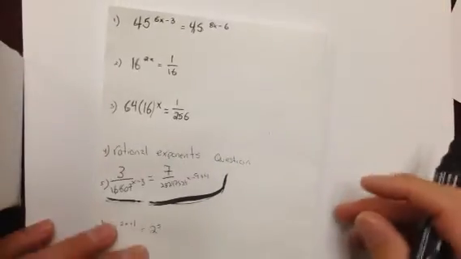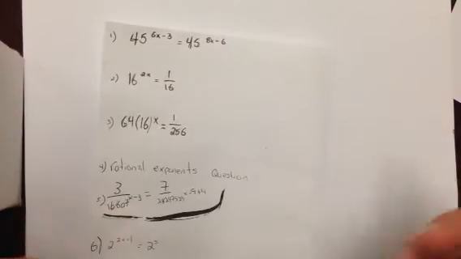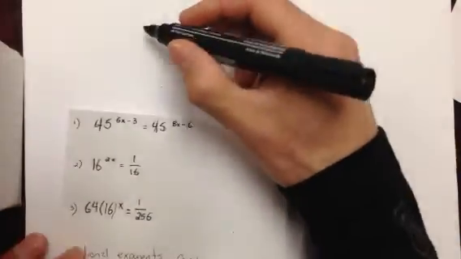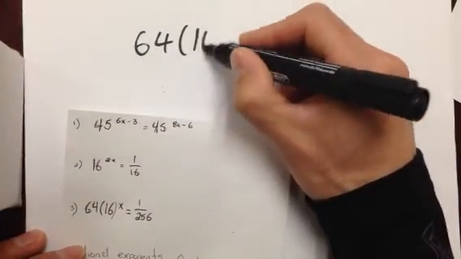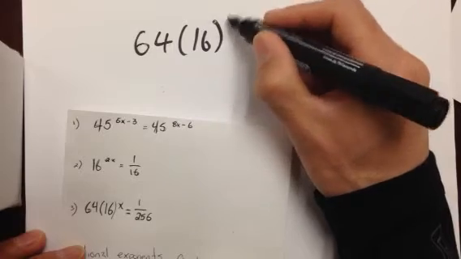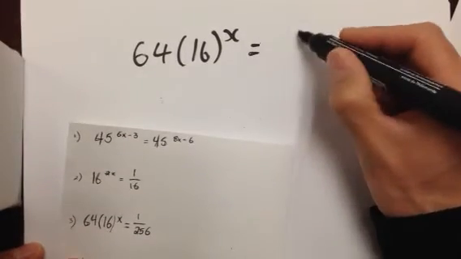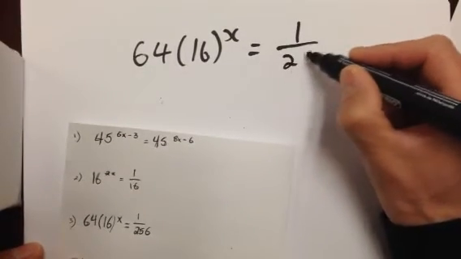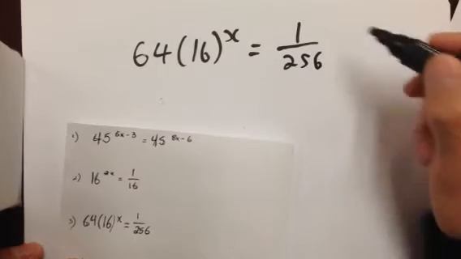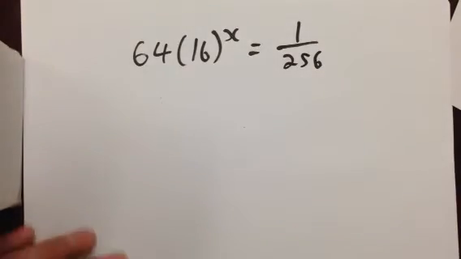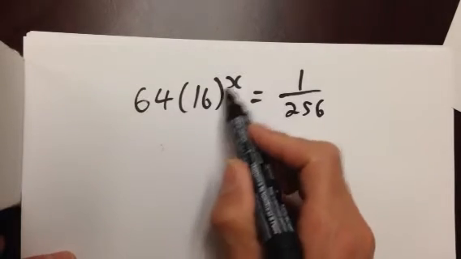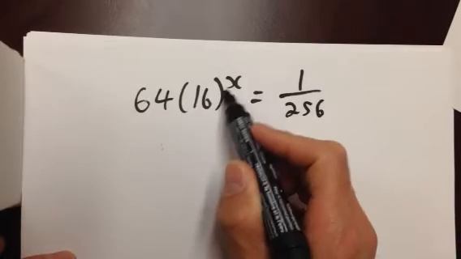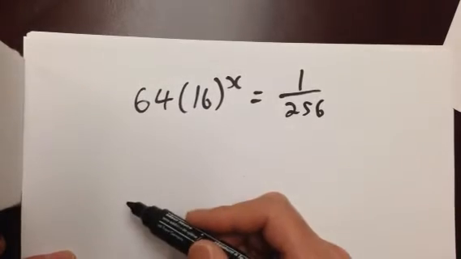Okay, the third question is quite similar to that. It'll require one more step though. Let me write it out clear so you can see it. So we have 64 times 16 to the x, and that's equal to 1 over 256. What makes this different is 16 is being raised to this exponent, but then it's also being multiplied by 64.